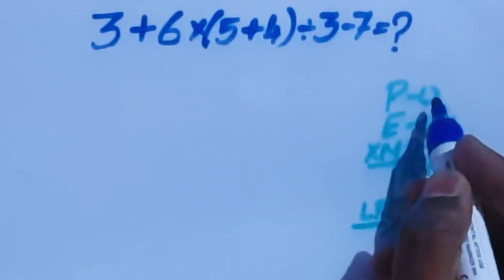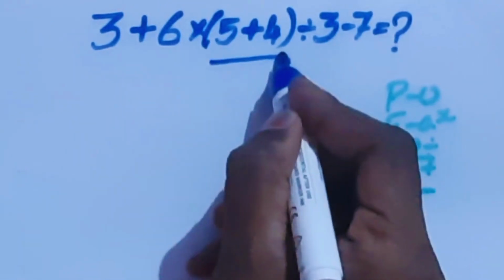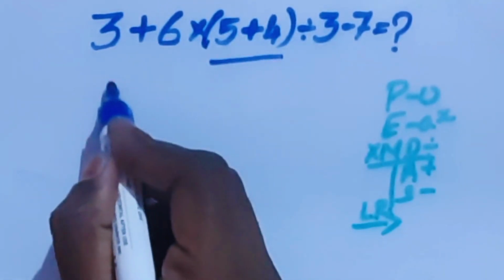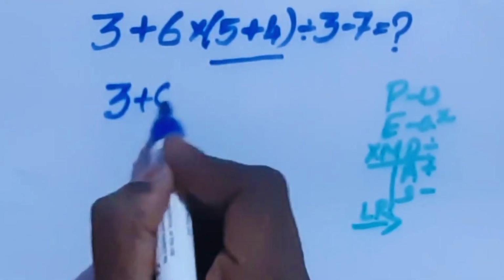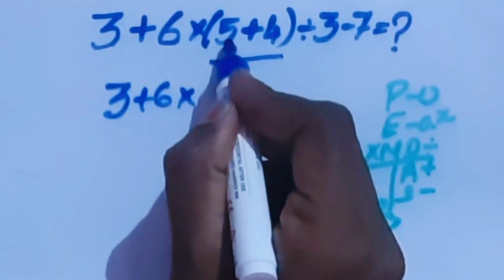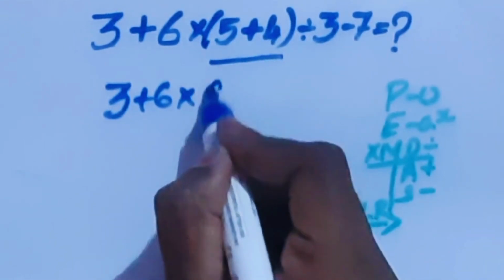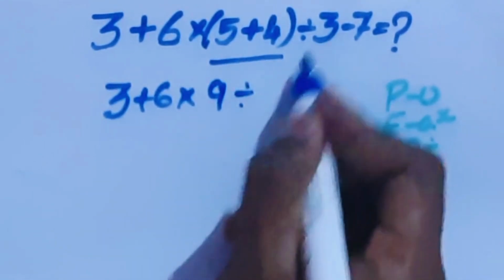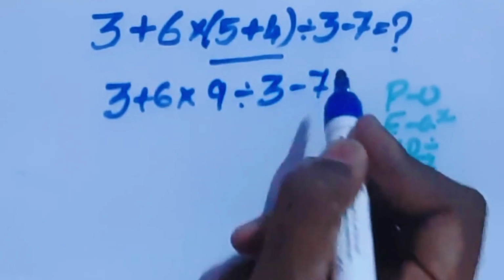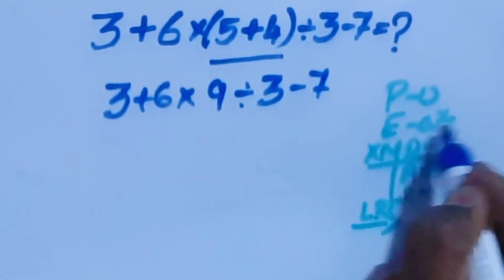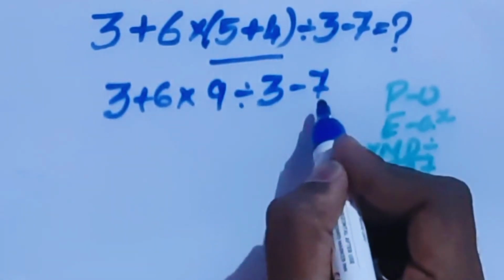Here, as per the order of operations, the bracket is higher priority. So we have to do this bracket before any other operation. Here, 3 plus 6 times, the bracket here is 5 plus 4, which is 9, divided by 3 minus 7. Here the next priority is exponent. We don't have an exponent in this problem.